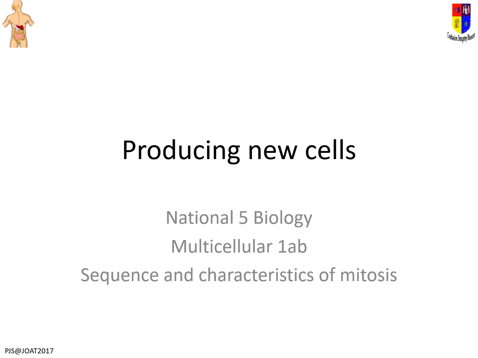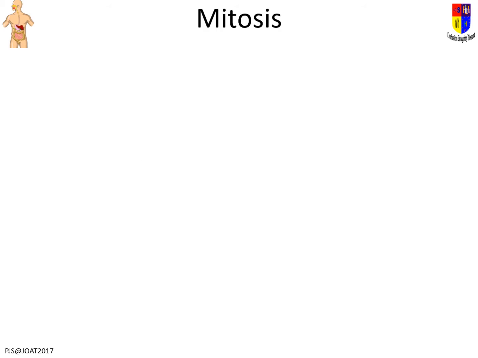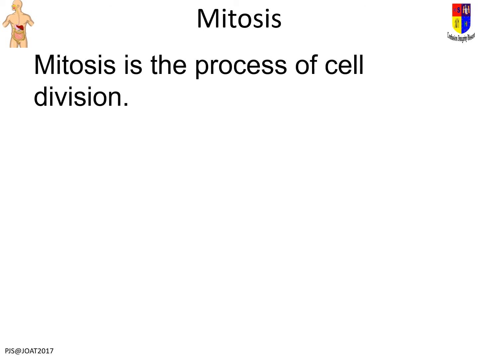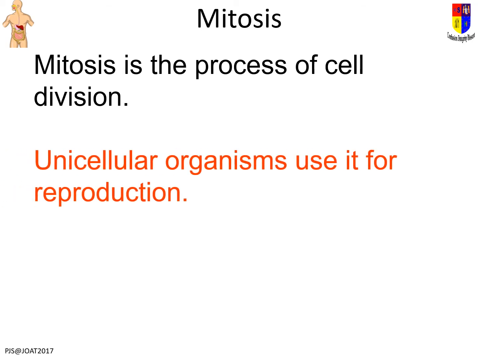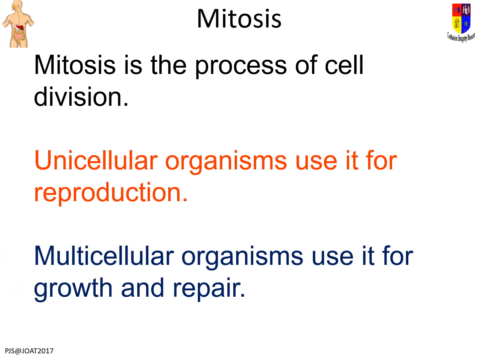We're in the multicellular unit. We're looking at producing new cells, and in particular we're looking at mitosis, the process of doing that. So what is mitosis? It's the particular name for cell division. It's the posh science name for it. And we use it for different things. If you're a unicellular organism, a single cell, you literally use this for reproduction, as you just split the cell in two. But for multicellular organisms, we use it for growth and repair.